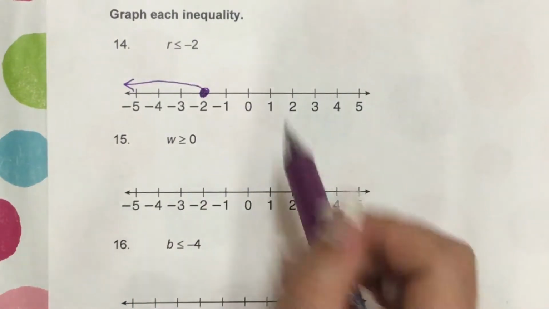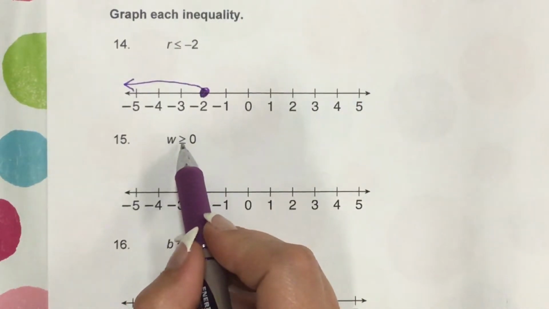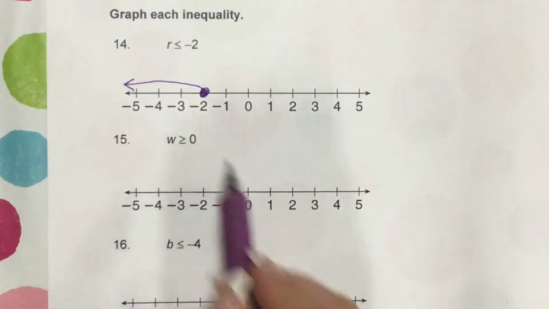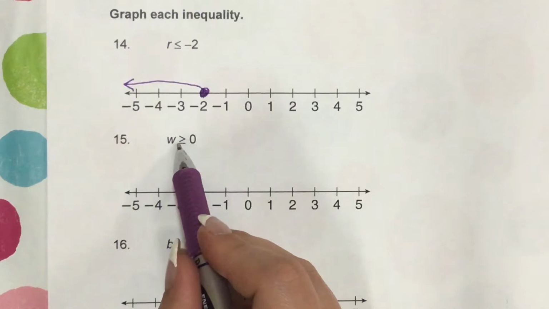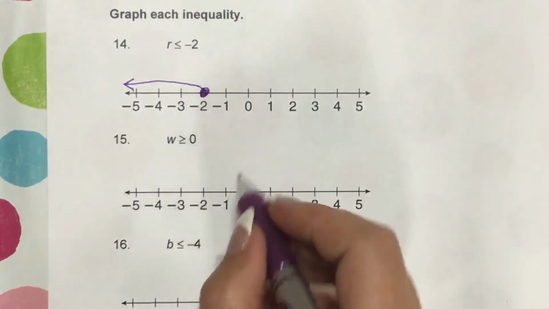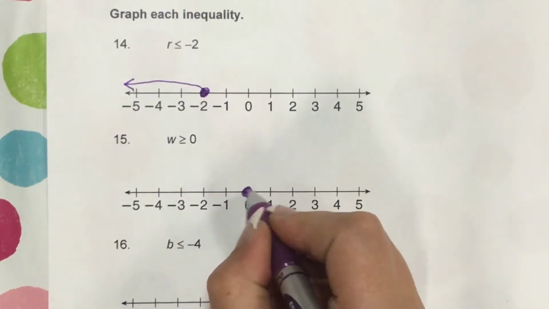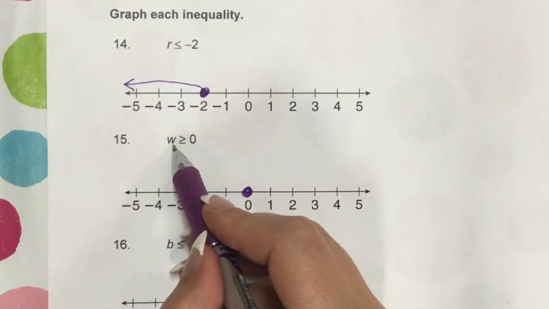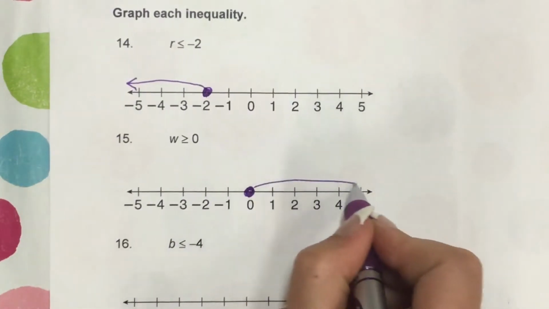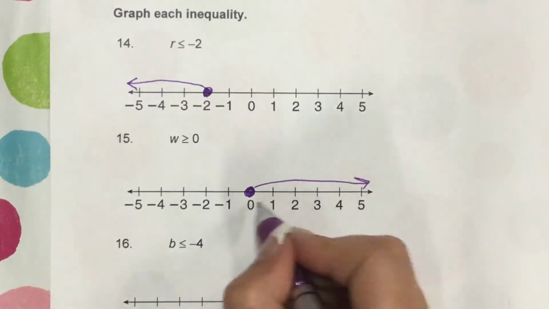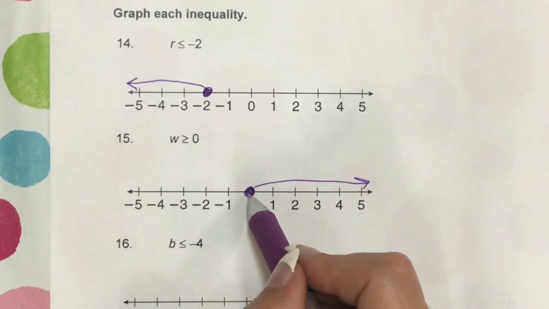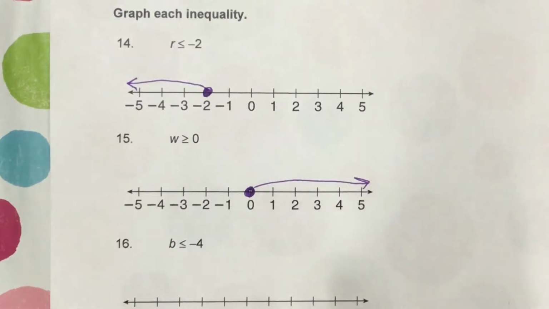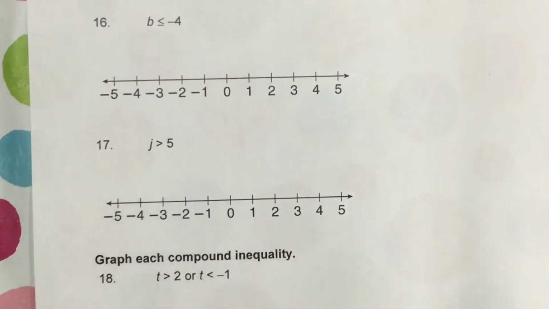Let's go on to 15. So this is w is greater than or equal to 0. So I'm going to find 0. I need to figure out what circle. So greater than or equal to is going to be a closed circle at 0. All right, and w is bigger than 0. So it means the arrow is going to go this way. Those are all the solutions. This is everything that w can be. W can be nothing over here. The solutions have to be this way. Okay? Let's go on to 16 and 17.